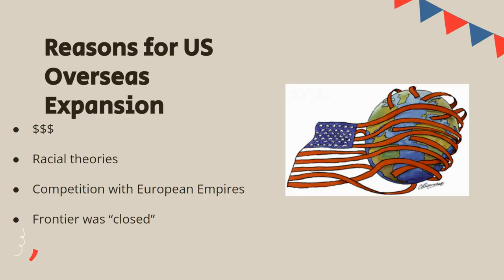First thing we need to know are the reasons for overseas expansion. So why is America imperializing? And these are the general ideas, and we're going to break them down in further slides. So first of all, main reason, money. Make sure we know that that is the main reason that the U.S. is expanding overseas. We want to get resources from these places and have new markets to sell goods. But there's also racial theories that we'll go into, competition with European empires, and this concept that the frontier is closed in America. Remember, we have that idea of manifest destiny, that America should keep expanding west. But in 1890, America has already expanded as far west as it can within the continental United States, so where is America going to go now?